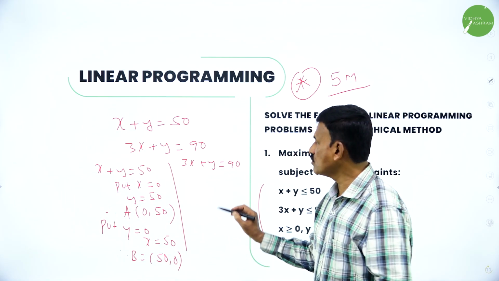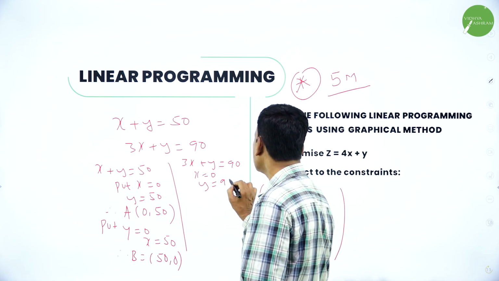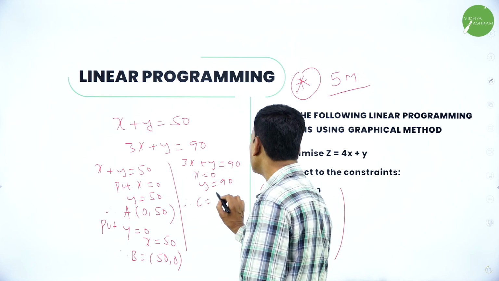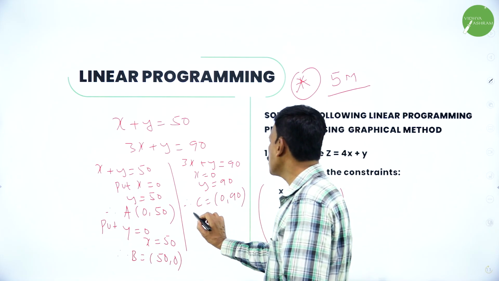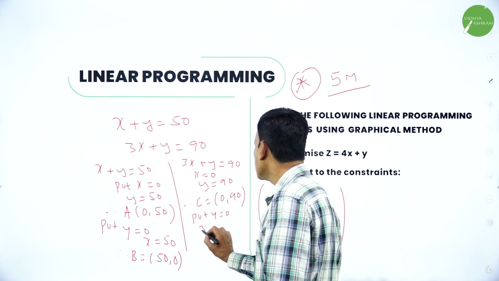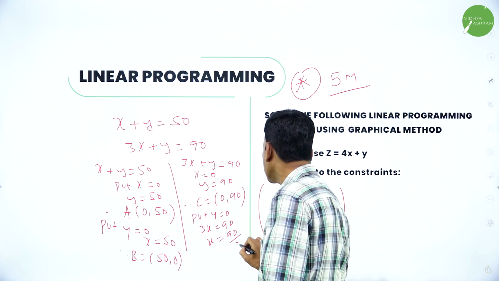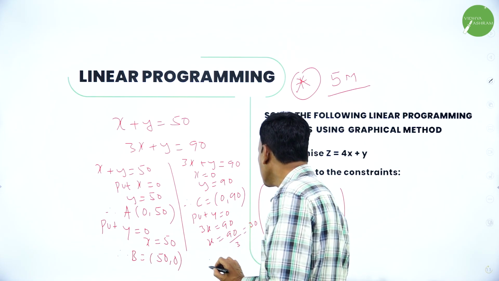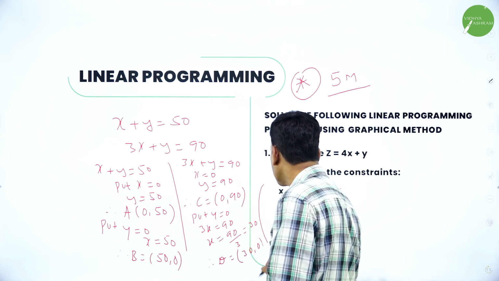if you put x is equal to 0, y is equal to 90, then the point C is 0 comma 90. Similarly, put y is equal to 0. If you put y is equal to 0, what will you get? 3x is equal to 90, x is equal to 90 by 3, which is nothing but 30. Therefore, the other point D is 30 comma 0.